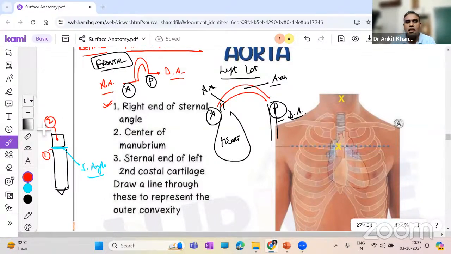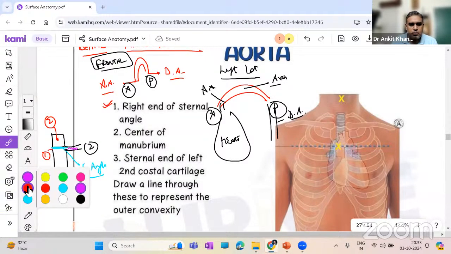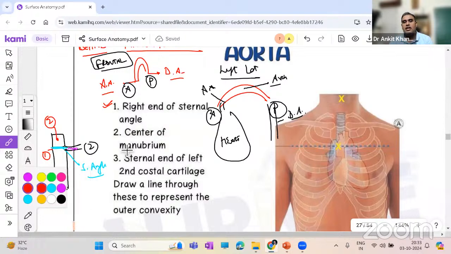Third point is sternal end of left second costal cartilage. So left side is second costal. This is where the second rib starts. Rib is never attached directly to the sternum. It is always over here, what we have the costal cartilage. So its third point is sternal end of left second costal cartilage. Third point is somewhat over here.